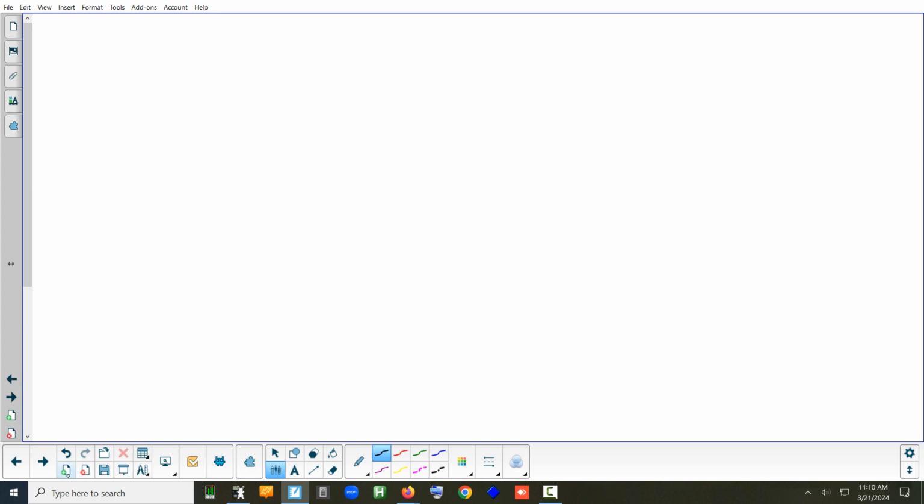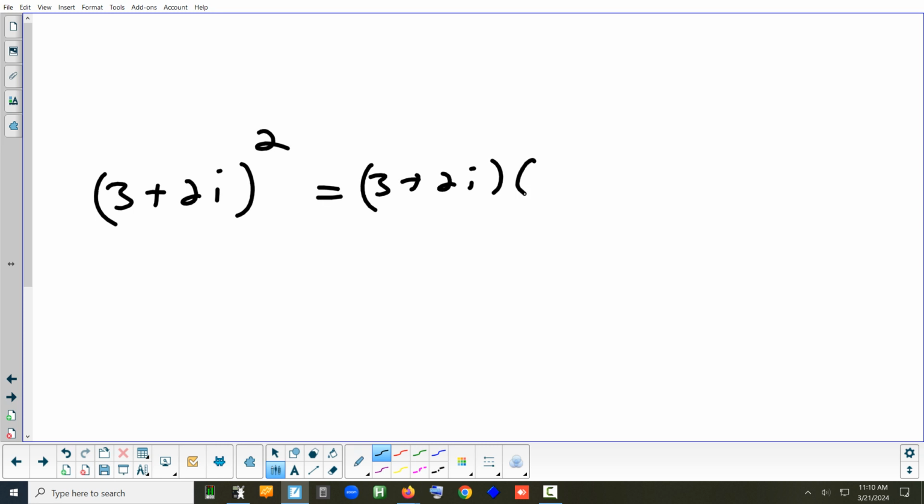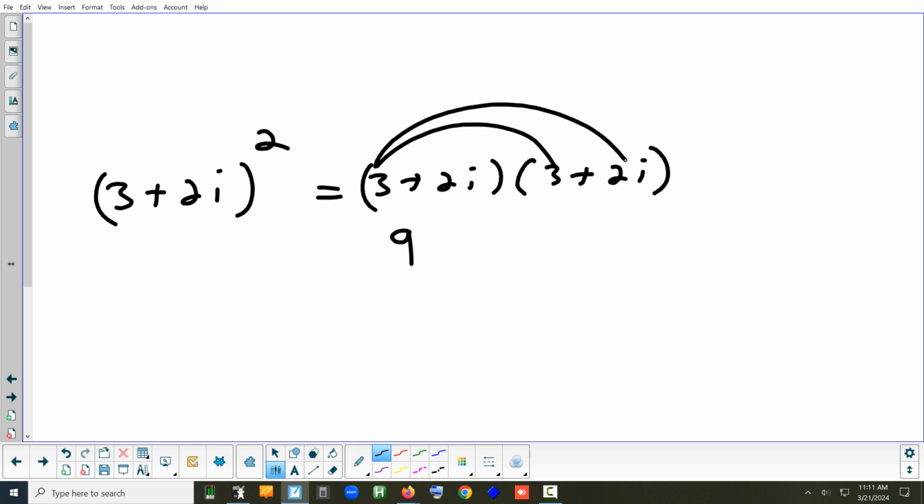So let's make something. Okay, I'm not going to pick a very big power. I'm only going to pick 2. So remember what that means. 3 plus 2i times 3 plus 2i. And you have to use the distributive property to do all that up. What's 3 times 3? Gives me 9. And what's 3 times 2i? 6i. And what's 3 times 2i again? Another 6i. So how many i's is that? It's 12i.